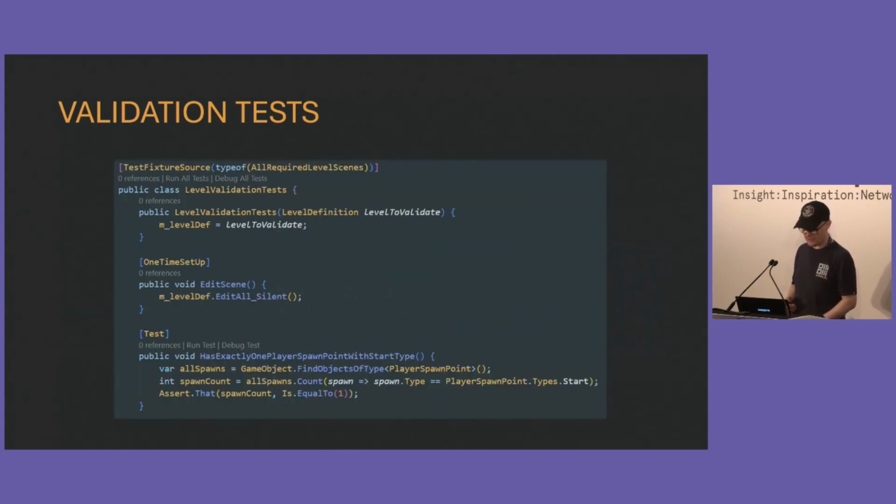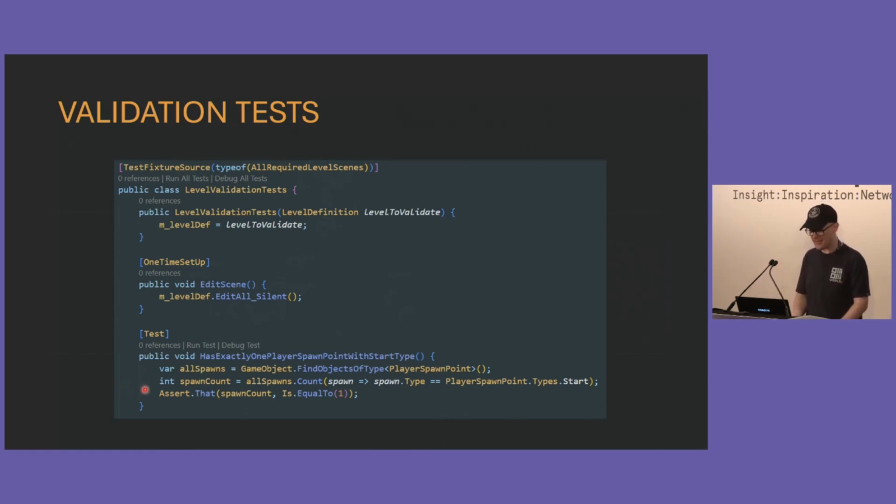We can make one of these, which is a test fixture. A test fixture, in this testing framework, just means a class that collects a bunch of related tests together. So this is a test fixture of type source that takes that big list of levels, and then each constructor has a level definition, a singular level definition. And when we start to run the tests here in one-time setup, then we open that level definition in the editor. That's all we're doing. We're opening it in the editor.